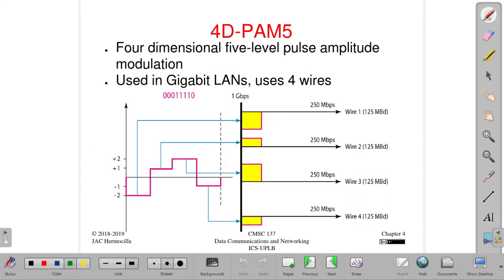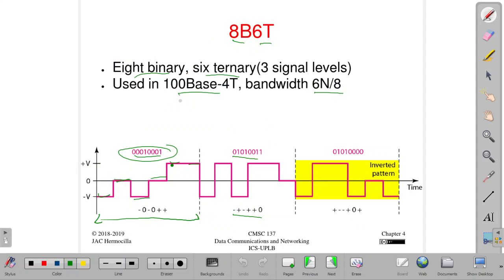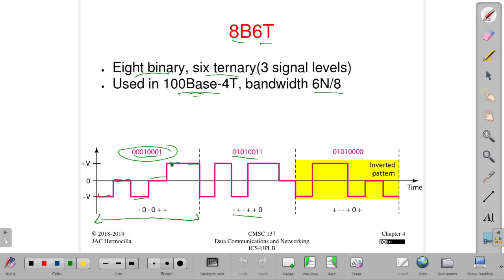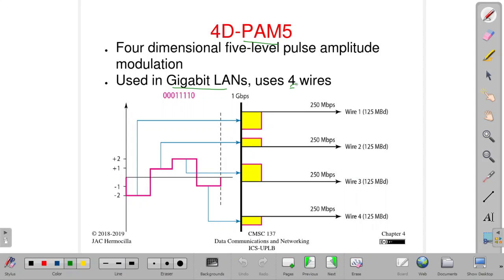Then we also have 4D-PAM5. This is a 4-dimensional 5-level pulse amplitude modulation, and this is used in gigabit LAN. This one is used in fast Ethernet 100 Mbps, and this one is in gigabit Ethernet. It's used as 4 wires. Here it's usually just 2 wires.